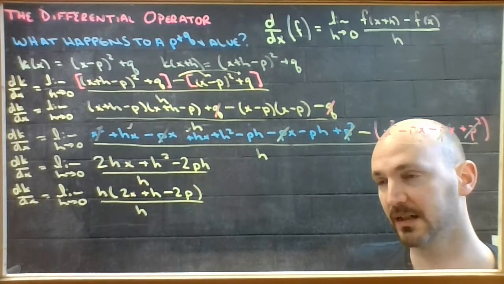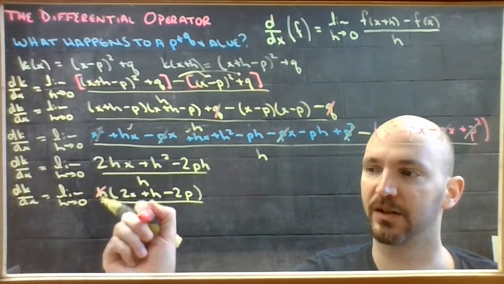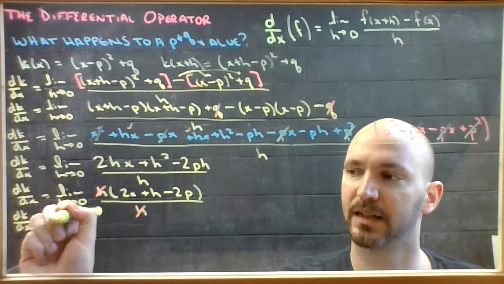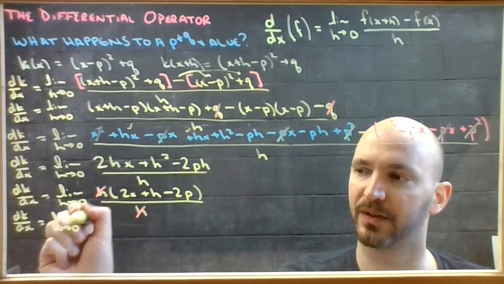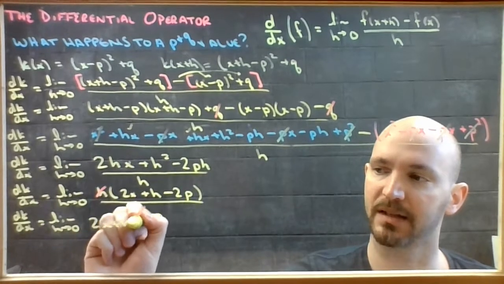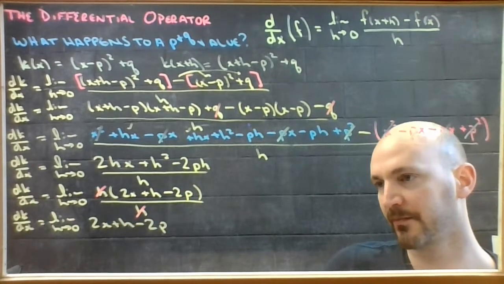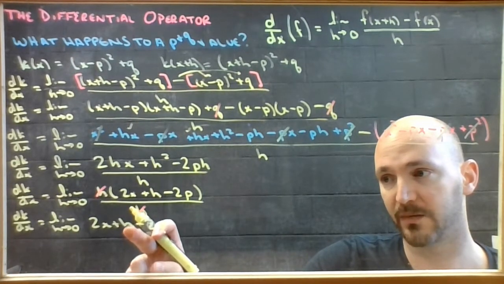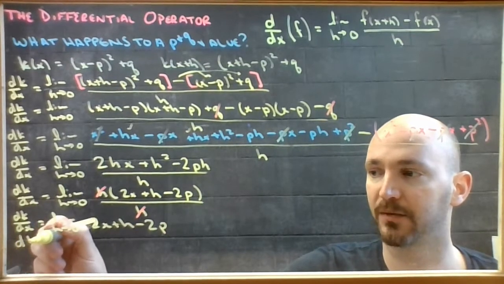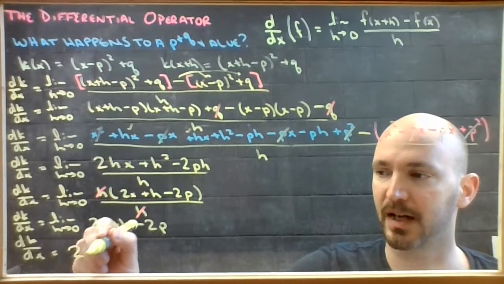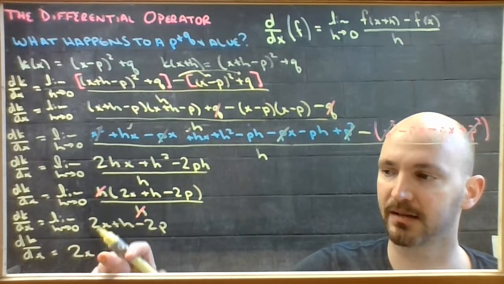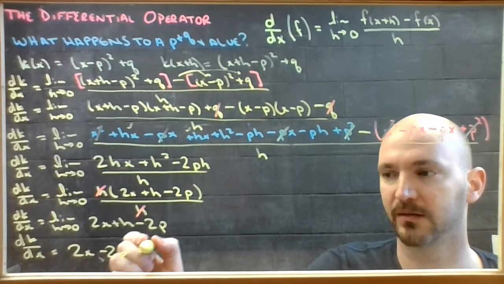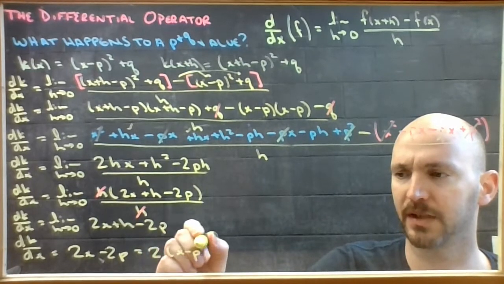Alright, as predicted and as expected, this h divides away that h. I'm left with dk by dx equals limit h goes to 0 of 2x plus h minus 2p. I can put the 0 in for h reasonably harmlessly, so if I do that, that's gone, and all I'm left with is 2x minus 2p. And if I factor that 2 out, I end up with this.